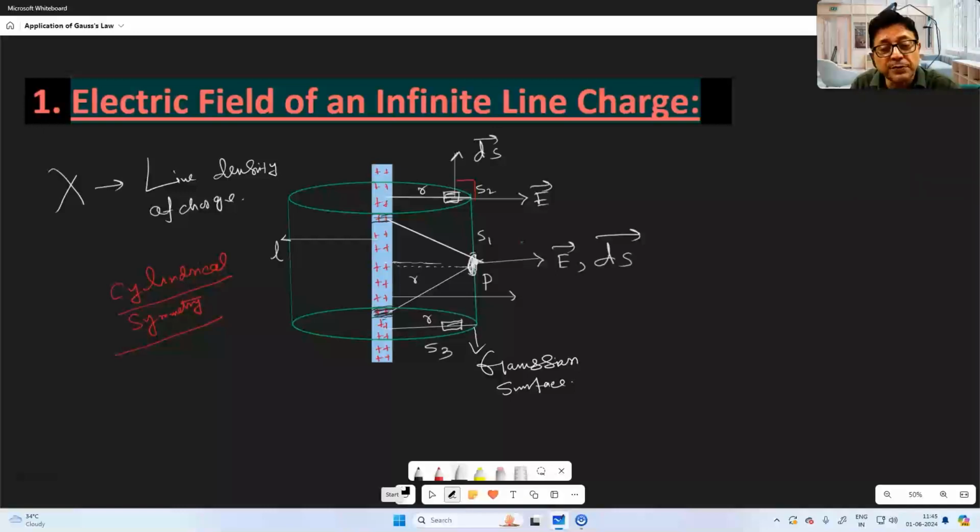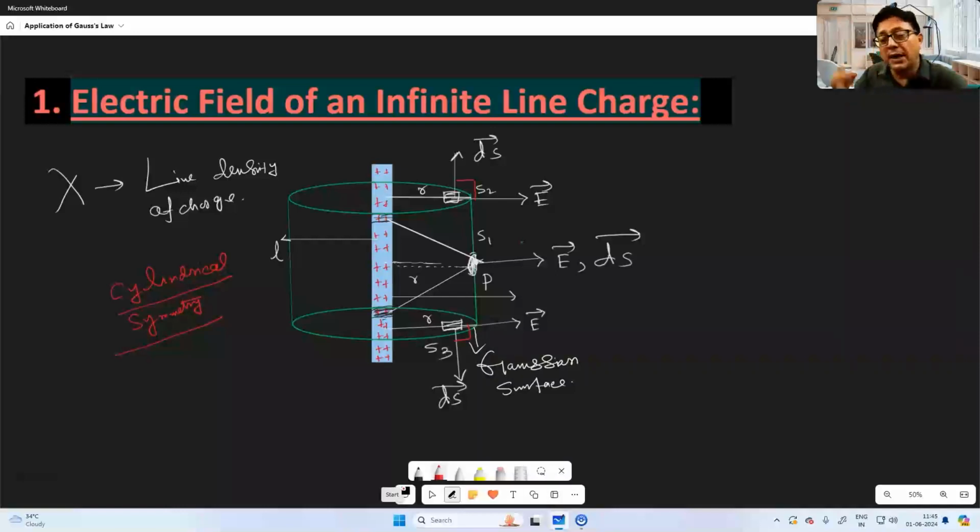Similar is the case for this surface. Here also, if we have taken a small surface ds3 at the end cap, then ds3 is directed this way, electric field strength is directed this way. So the angle between them is again equal to 90 degrees. Am I correct?